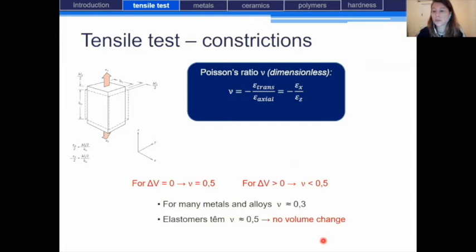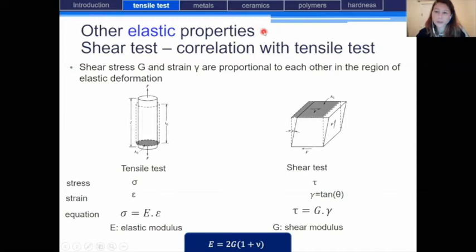So this is very important when we are thinking about designing a structure, in order to know what is going to happen in all the dimensions of the product. Talking about the elastic properties, we are describing it for a tensile test. But as we said, we can also apply a shear stress on the material. In that case, we are talking about a shear test, and we can make some correlations with the tensile test for the elastic region.